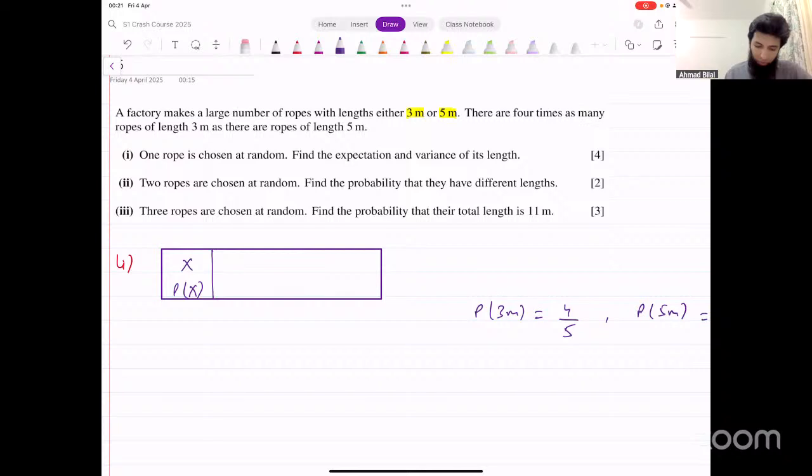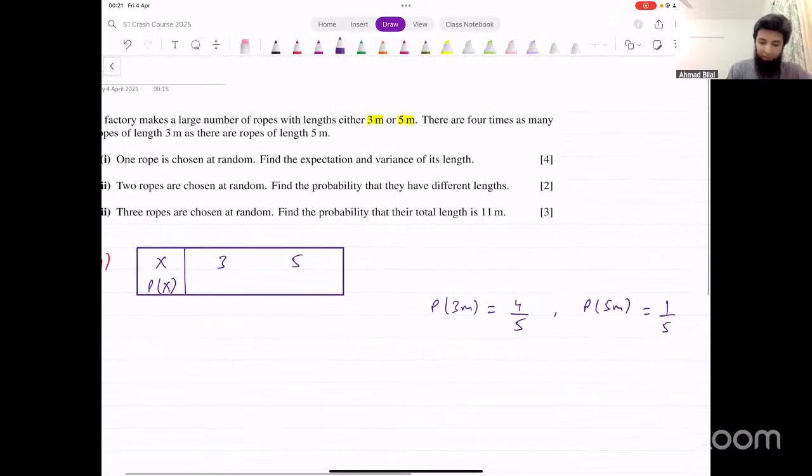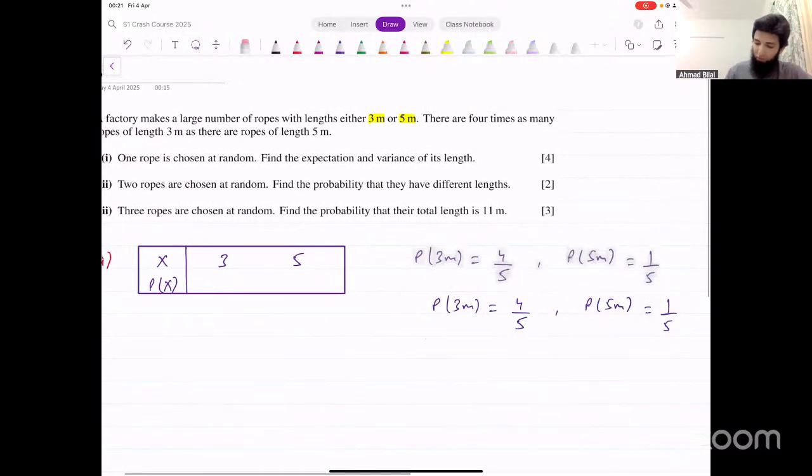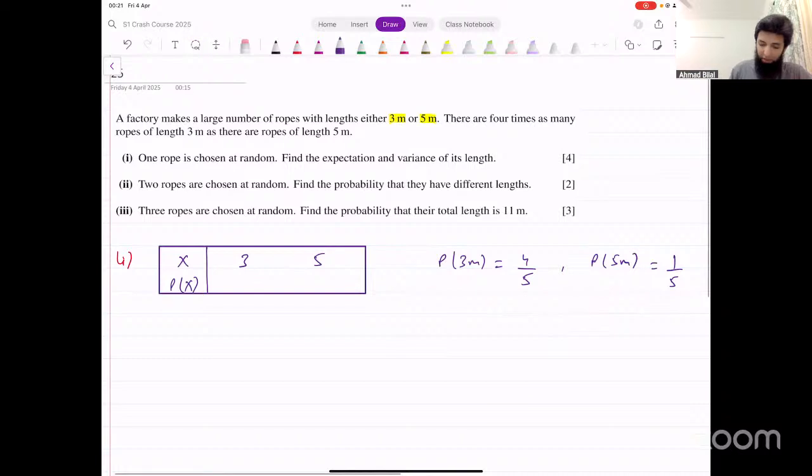So we have 2 possible values of x. We can denote the length by x. If we denote length by x, then x can have 2 possible values. It can either be 3 or it can be 5. What's the probability of 3 that we have written down here? That's 4/5. And the probability of failure, that is 1/5. So this is 4/5 and this is 1/5.